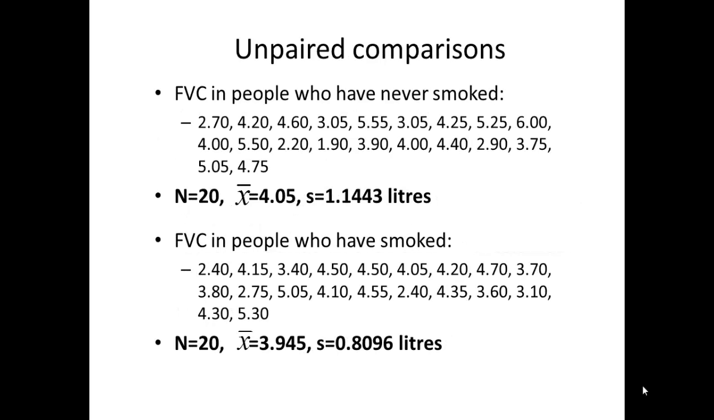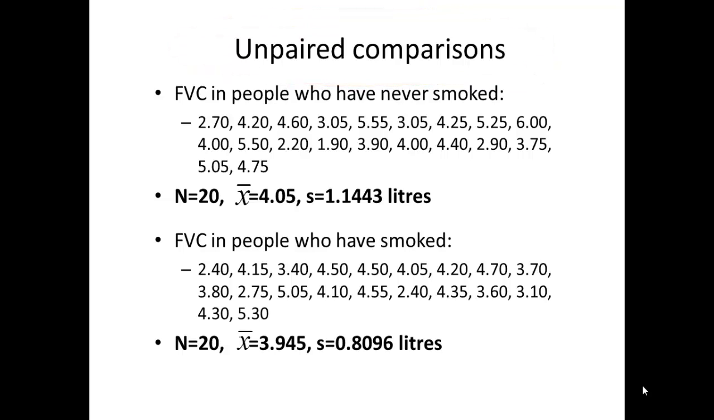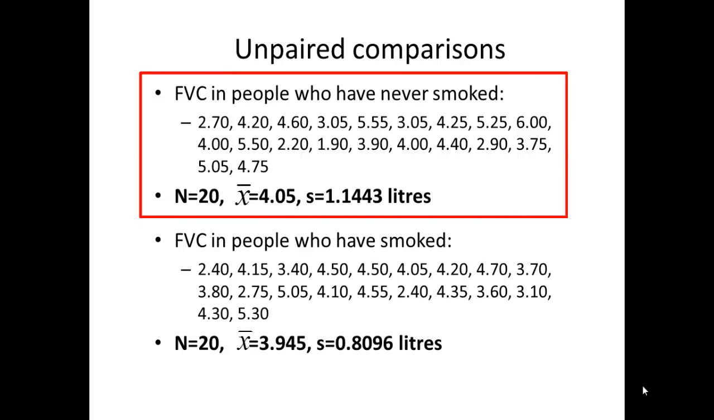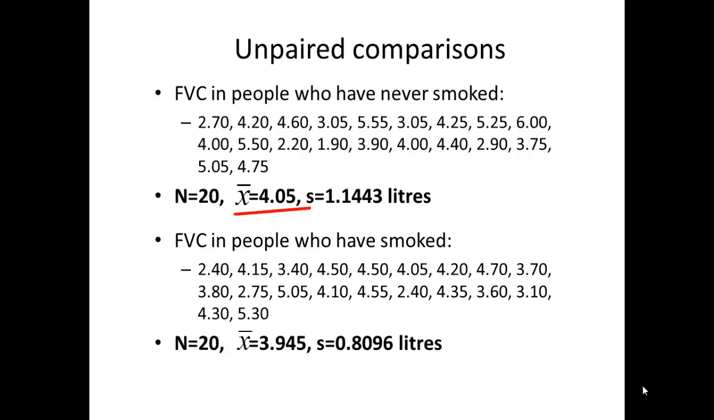So we've described inference for small samples involving paired data. What about unpaired data? In this case, we're comparing 2 sample means. So here we have data on forced vital capacity from 20 never smokers, and we can think of that as one random sample, and from 20 people who have smoked, so we can think of that as another random sample. So the sample mean is 4.05 in the never smokers and 3.95 in the have smokers.